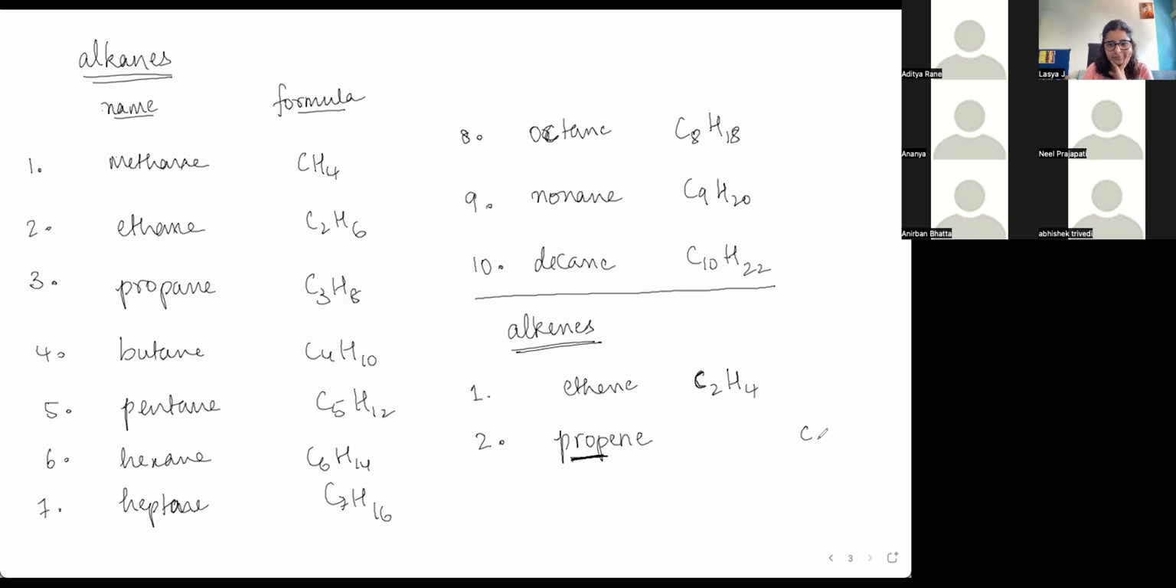Snehal? Three, right? So C3 should be there. Now how many hydrogens should there be? So alkene, so 3 carbons means 3 are bonded. Alkene means one of them is a double bond. So fill the rest with hydrogens. 1, 2, 3, 4. 1, 2, 3, 4. See how many hydrogens you will need. You will get the formula from that.